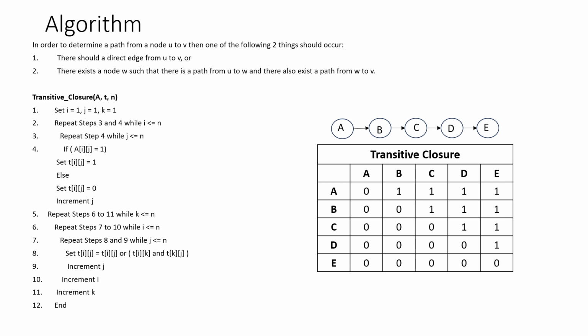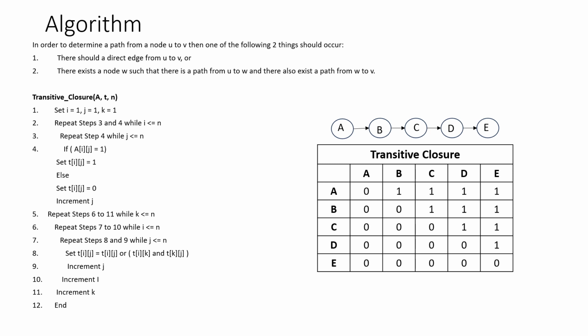In the first two for loops, that is from step number 2 to step number 4, we are using two for loops. If there exists a direct edge from node I to node J, we can say that there exists a path from node I to node J, and we are setting that entry as 1. And in all other cases, the entry will be 0.